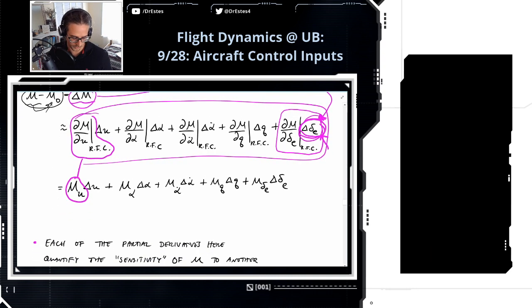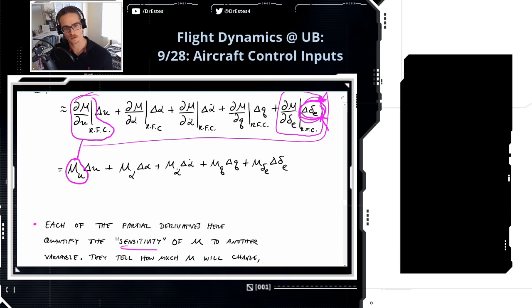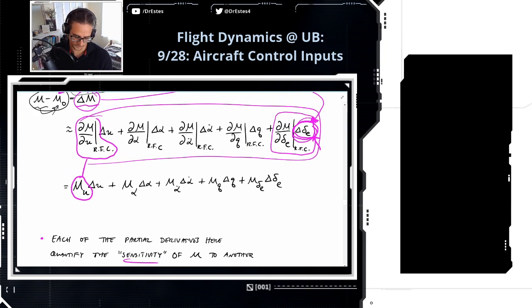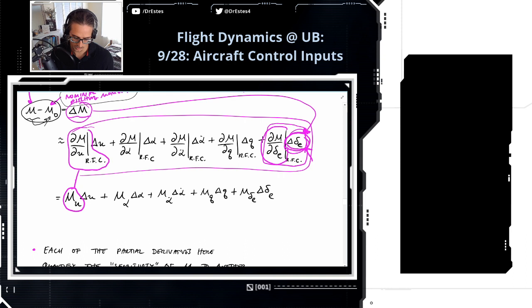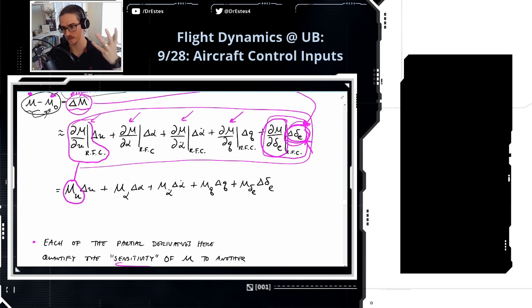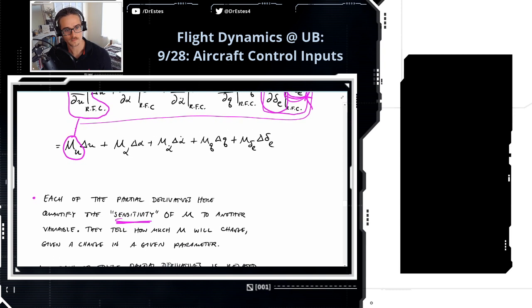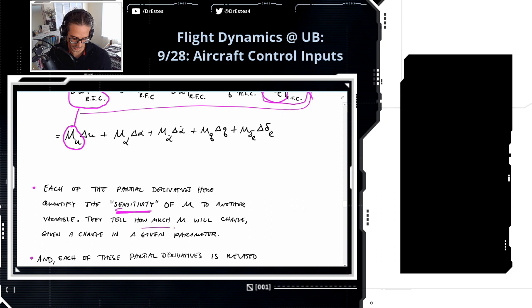We call these partial derivatives sensitivities because they describe, for example, this derivative, the pitching moment derivative with respect to the elevator angle. That should be a relatively big derivative compared to some of these other terms. And so you say the sensitivity of the pitching moment to the elevator deflection is large. So we call these partial derivatives sensitivities. Yeah, they tell how much M will change given a change in another parameter.